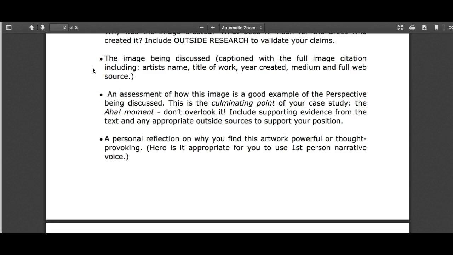The image being discussed needs to be included in the paper. I know that seems obvious, but every time I teach this class, there are students who just don't even include the images that they're writing about. So I want you to include the image captioned with the full image citation, which you should know very well how to do right now: artist name, title of work, year created, medium, full web source.